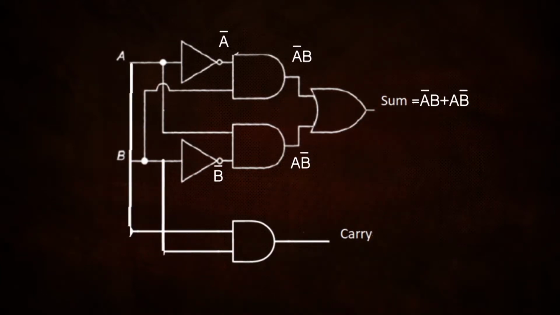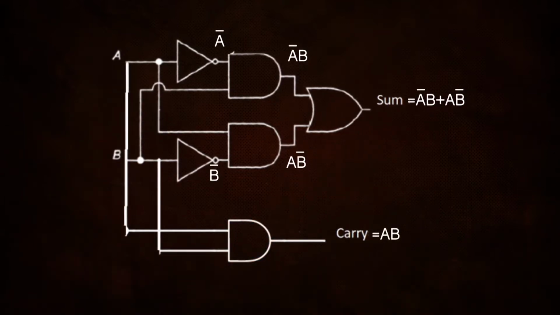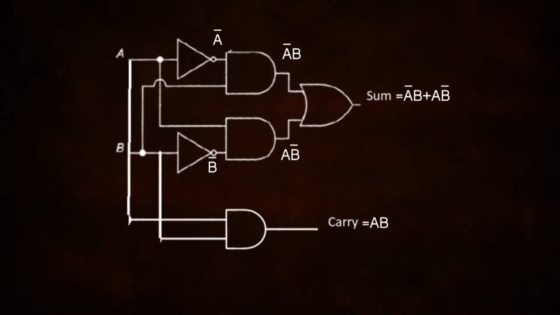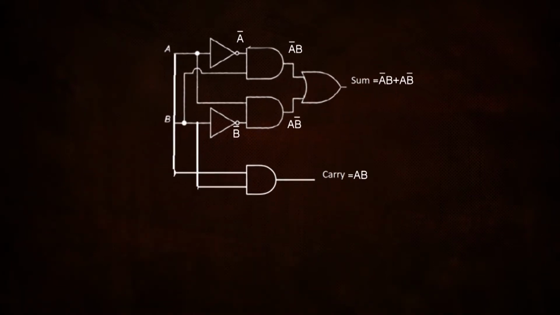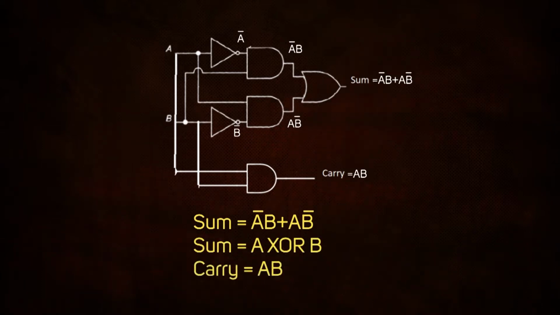The carry AB can be produced by ANDing A and B inputs. This is the logic circuit of the half adder, the AND/OR implementation of the half adder. Notice the expression for sum once again: sum equal to A complement B plus A B complement. Can you recall this expression? This is the logical function of the XOR gate. So, the sum output of a half adder can also be expressed as the exclusive OR of the input variables. Therefore, we write sum equal to A XOR B. Carry output is the same, AB.